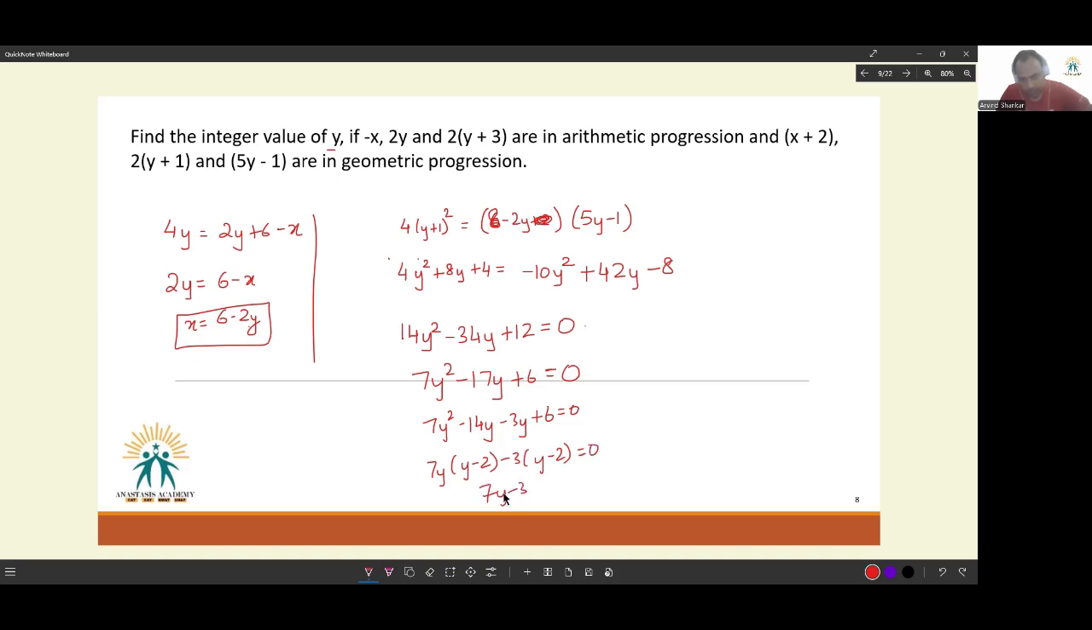So (7y minus 3)(y minus 2) is equal to 0, which tells us y is equal to 2 or y is equal to 3 by 7. We only wanted the integral value of y. So integral value of y will be 2.